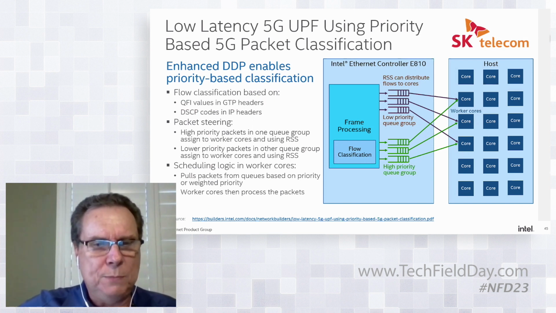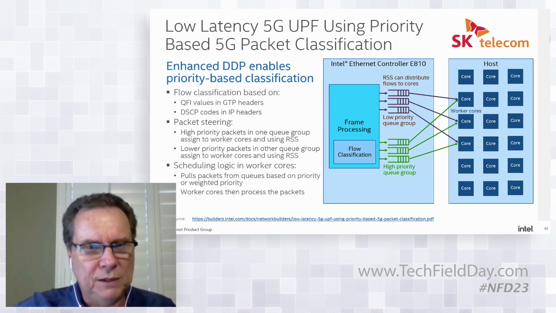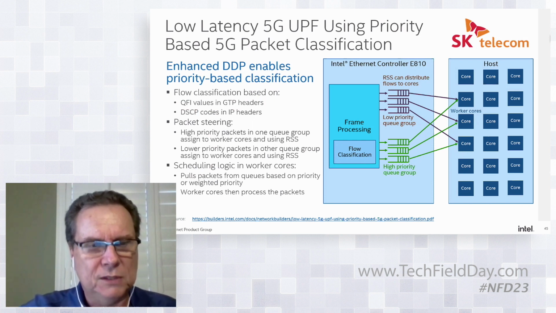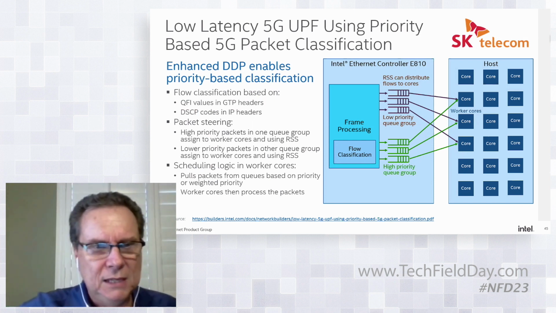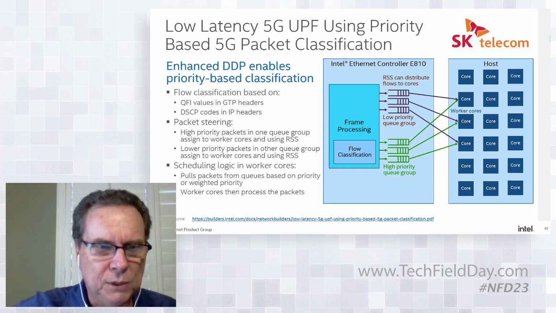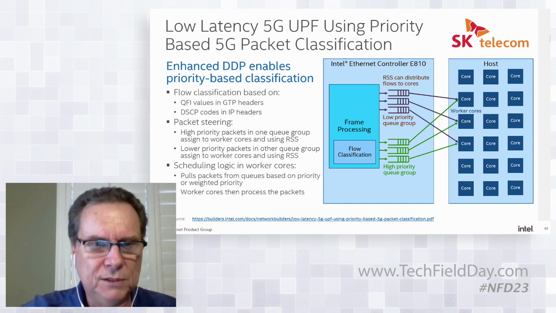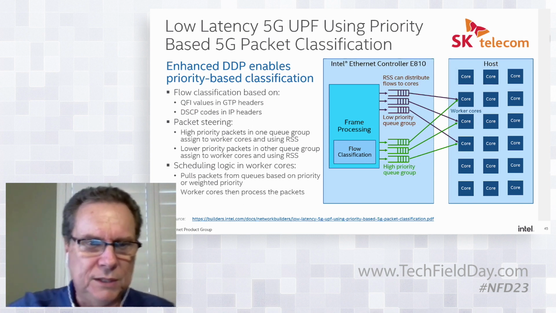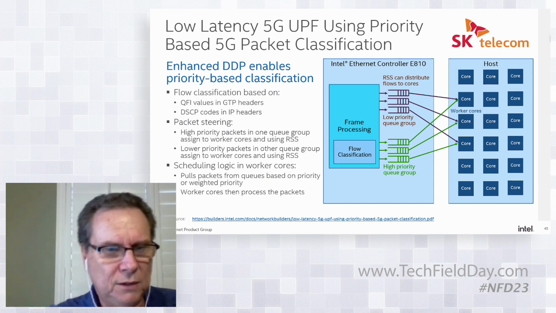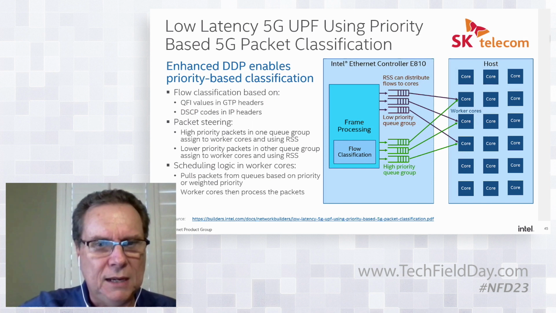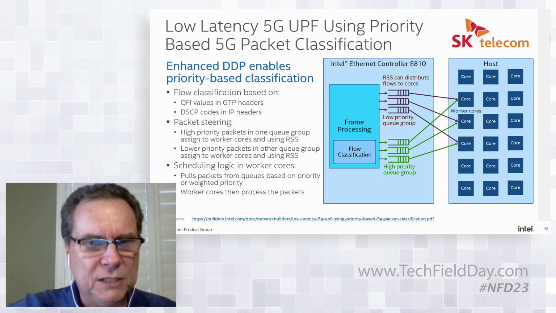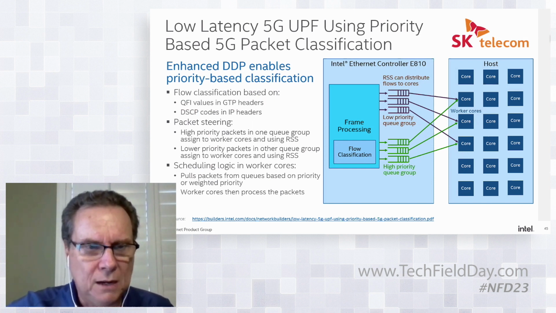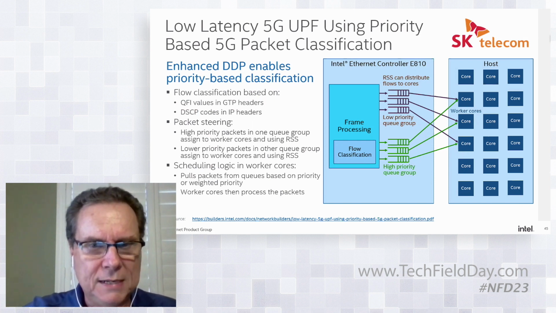So it has kind of 3 pieces to it. The DDP part, which is one of the key pieces here, is flow classification. So we look at a couple of priority fields. One is a QFI field in a GTP header, and one is the DSCP field in the IP header. And they use that to classify the frames as either high priority or lower priority.